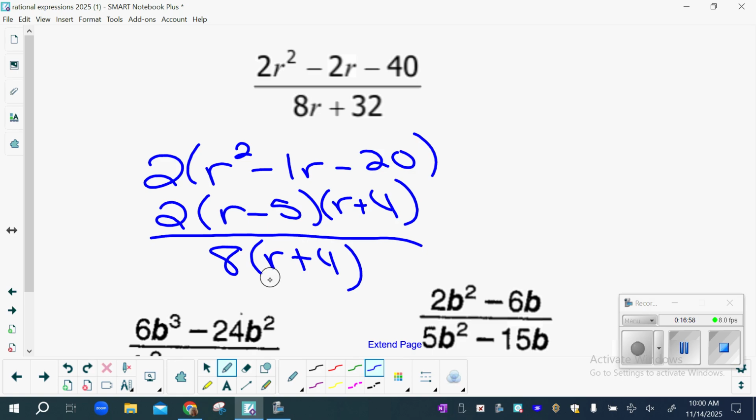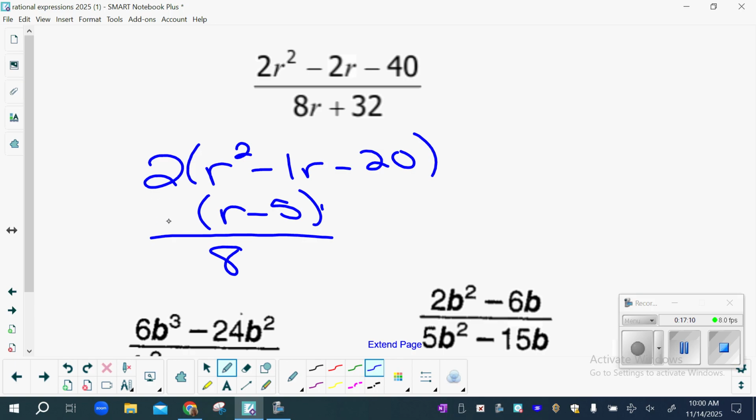Married guys with married guys. This guy goes, this guy goes. Single guys with single guys. The 2 and the 8 are single people. It's like a fraction. 2 goes into 2 1 time. 2 goes into 8 4 times. So the final squished answer: r minus 5 over 4.